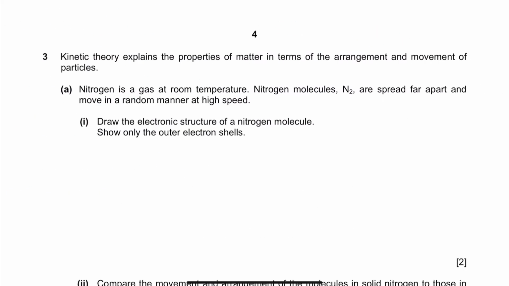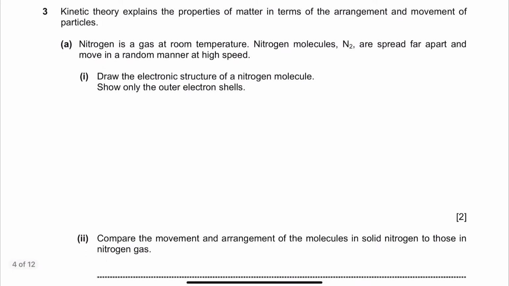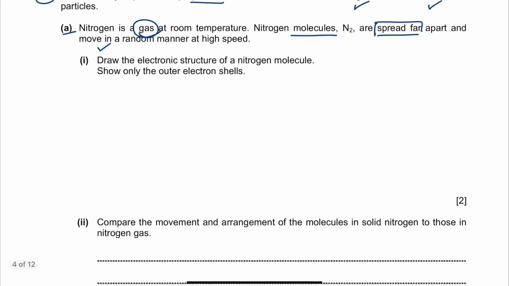Moving on. This is a question from Specimen Paper 2020, question 3. Kinetic theory explains the properties of matter in terms of the arrangement and movement of particles. Question A. Nitrogen is a gas at room temperature. Nitrogen molecules are spread far apart and move in a random manner at high speed. Question I is asking you to draw the electronic structure of a nitrogen molecule.